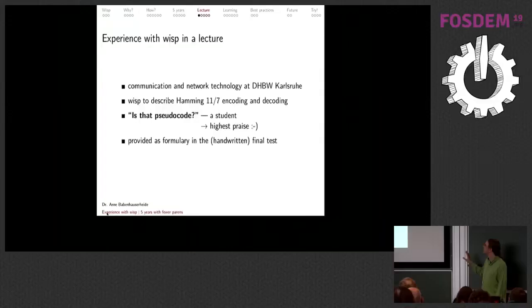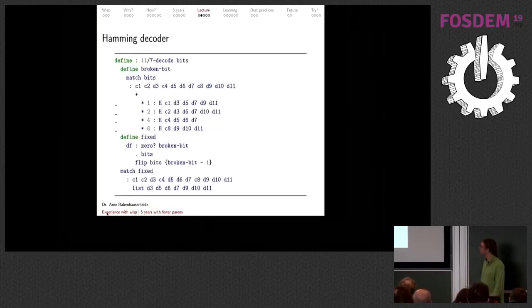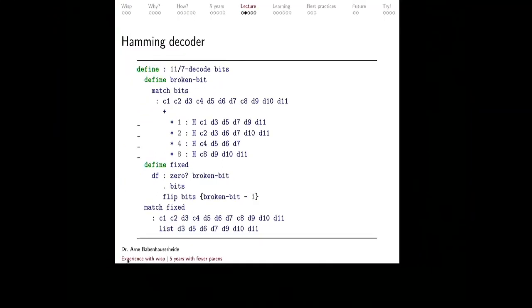Now we come to the educational part. Last year, as I said, I had the chance to use Wisp in a lecture. They implemented Hamming code so I could show it to them and they could actually understand it from a working example. And this is how that looked. This is the Hamming decoder. This is an 11,7 Hamming decoder, so it takes 11 input bits and extracts the 7 content bits from that, and all the while corrects up to 1 bit error.